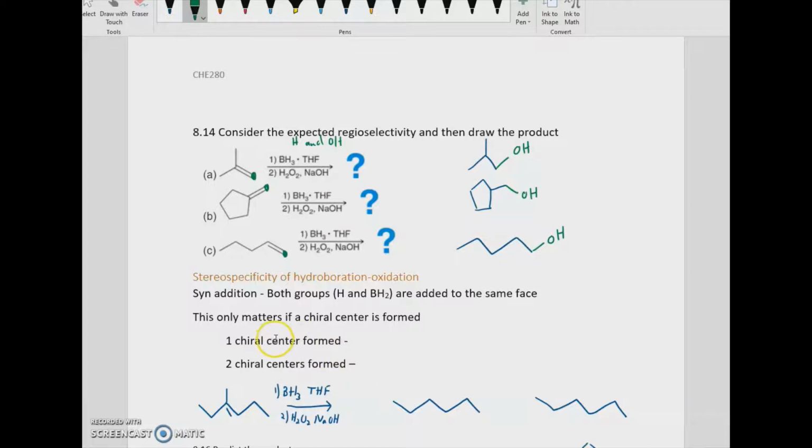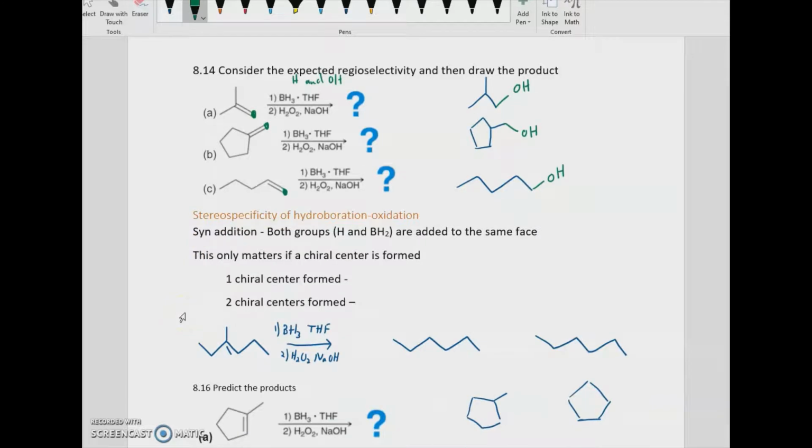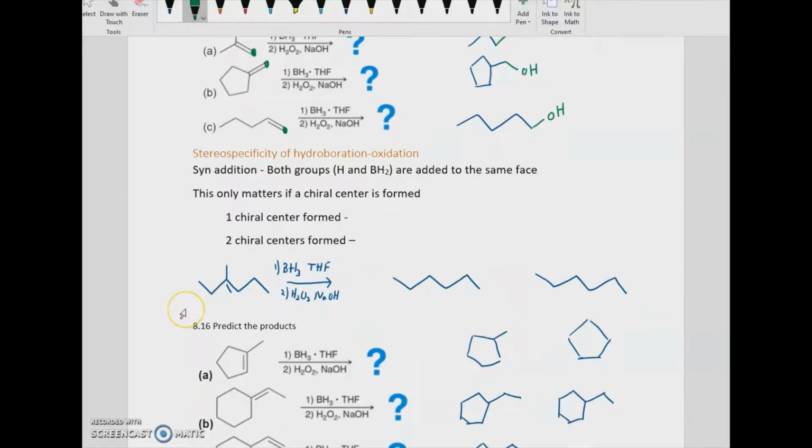Now, we've already mentioned that when we add these, we're going to add them syn. Both groups are going to be added to the same face. This is only going to matter if a chiral center is formed. If there's one chiral center, because we're working on 2 different carbons, if one chiral center is formed, we'll get both enantiomers.